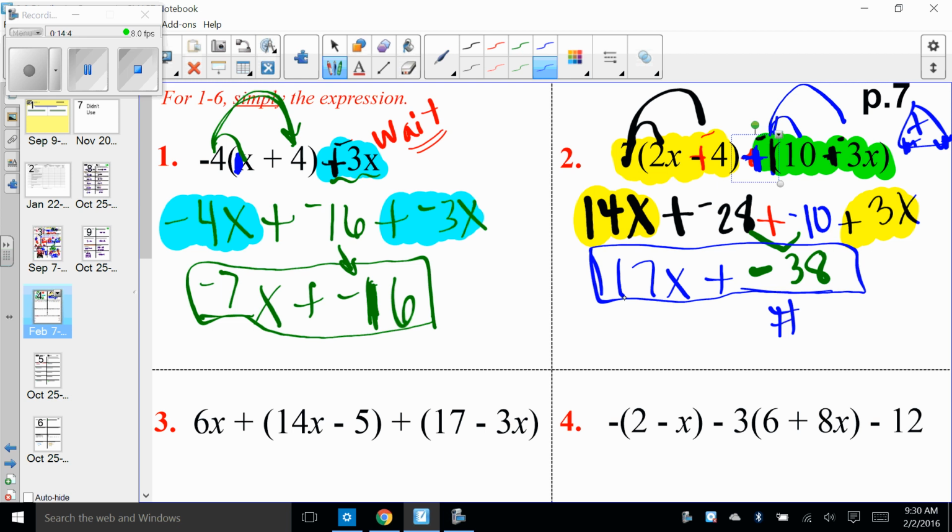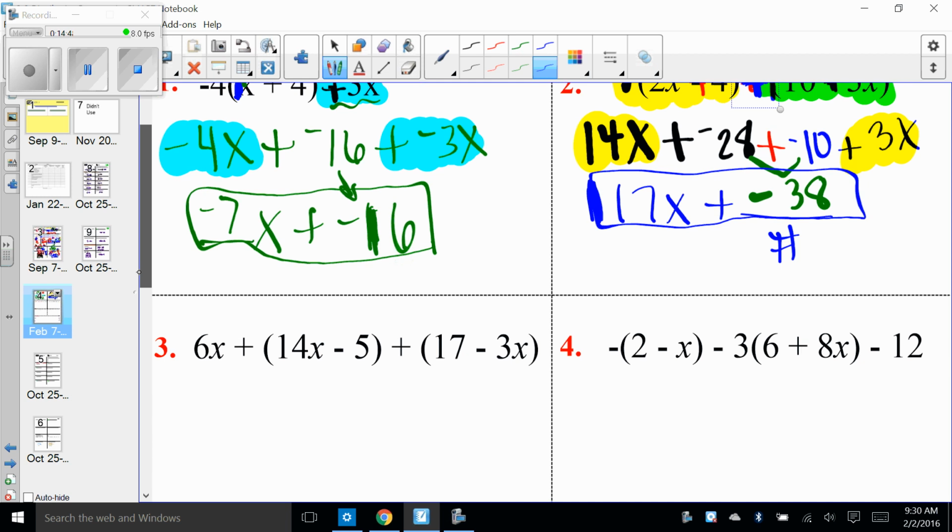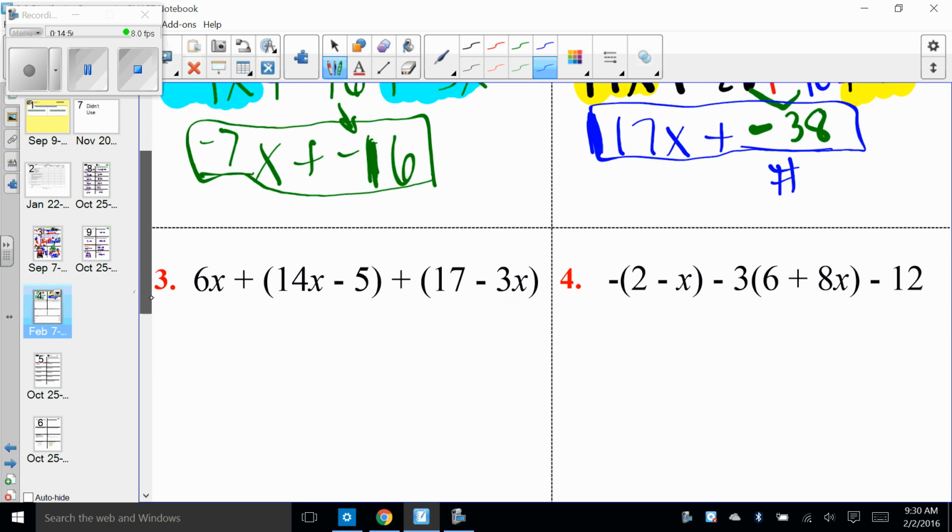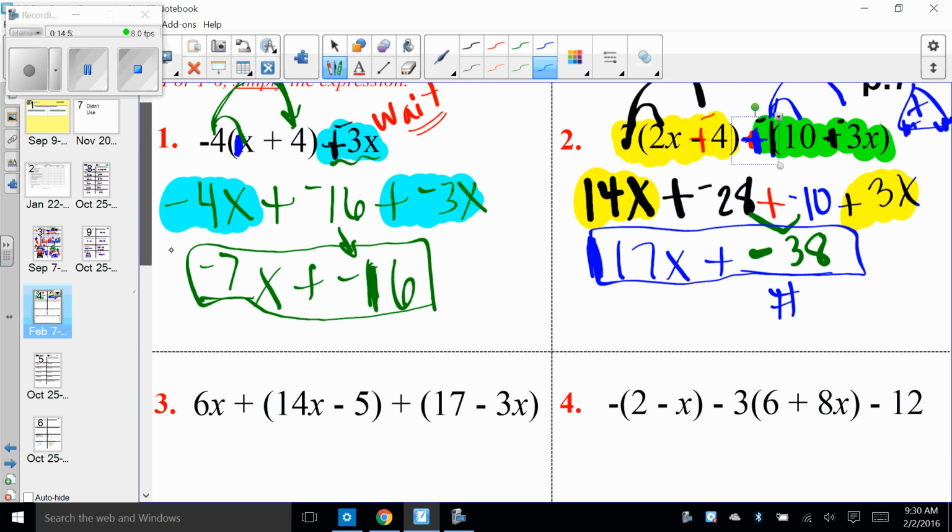Okay, those are unlike terms. We can't combine those because 17 has an x in it and -38 does not. So we are done. No fruit salad. Great job today. It's going to be kind of a long lesson, guys. Keep hanging in there. If this is too fast, go ahead and pause and rewatch.